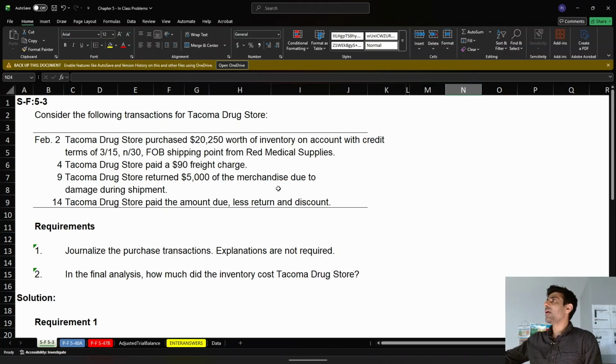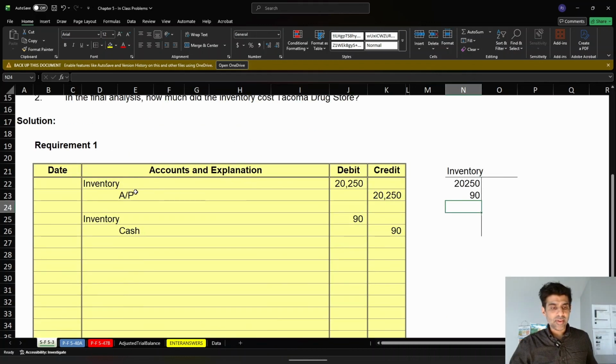So that value is gone from your inventory. You know that asset is going to get depleted by that value, 5,000. You're also not going to owe your vendor because you're returning those items, right? So you're not going to pay for them. Okay, so it's going to basically be the reverse of this.